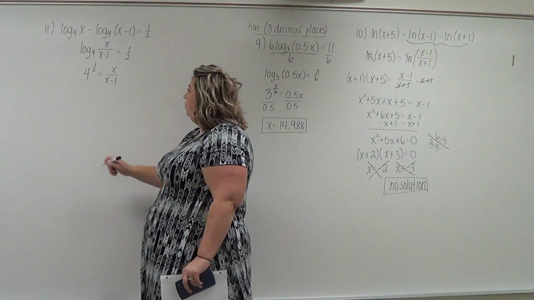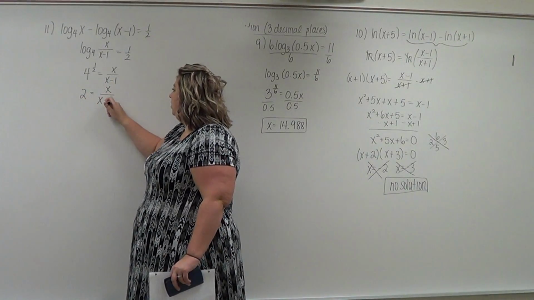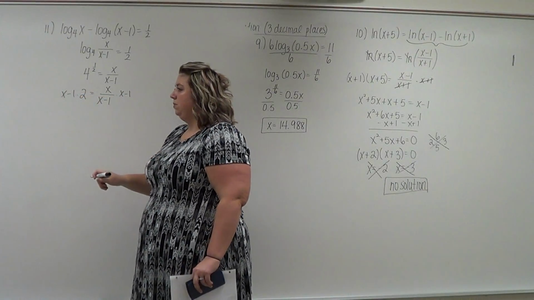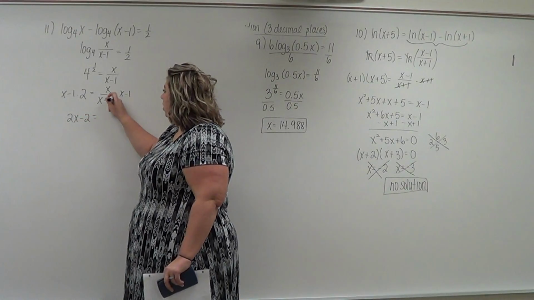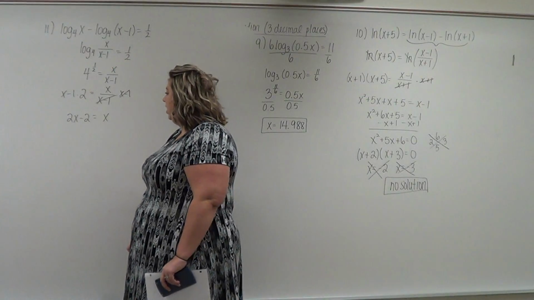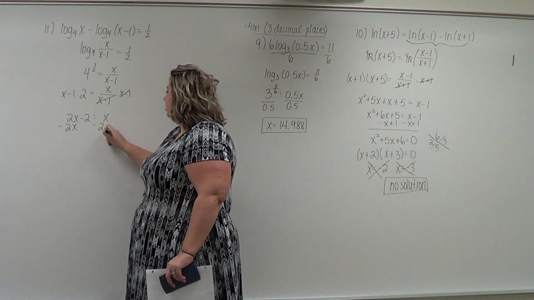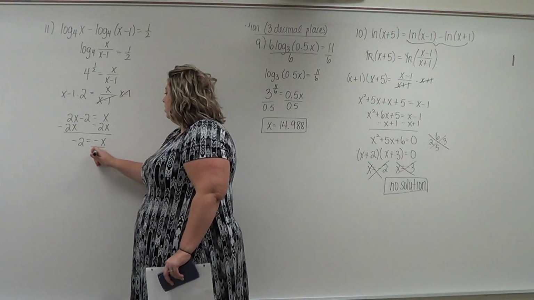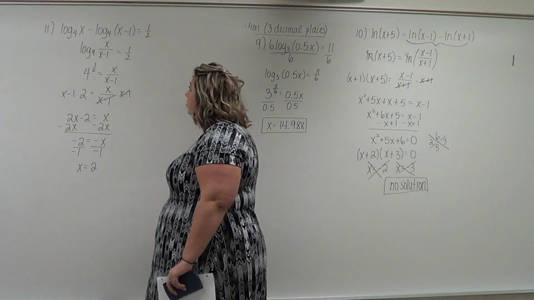Okay, and then I would solve. Well, 4 to the half is 2. And if I want to solve this for x, the first thing I have to do is multiply both sides by x minus 1. So this would be 2x minus 2. Over here they cancel, equals x. Then if I solve for x, I'll just move to the right. So I would subtract 2x. So I have negative 2 equals negative x. Divided by negative 1, x equals 2.